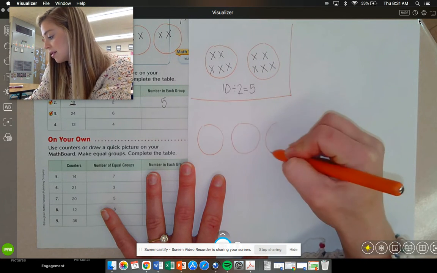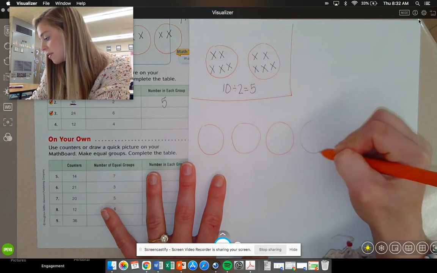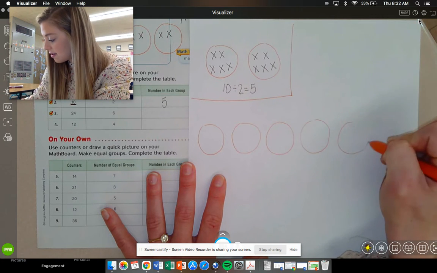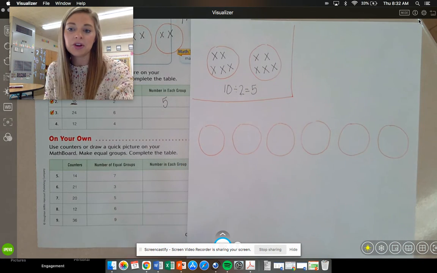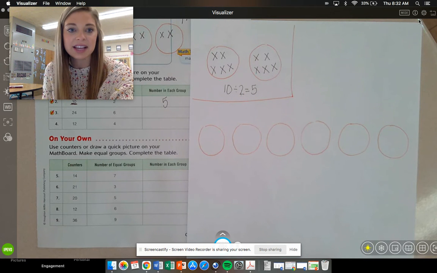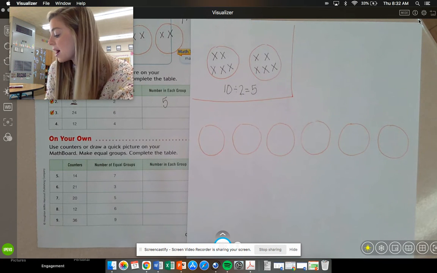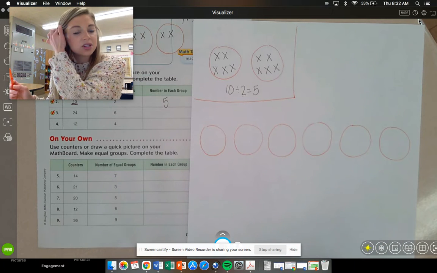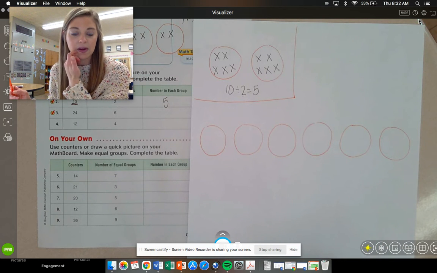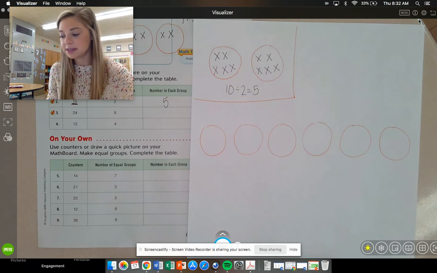2, 3, 4, 5, 6. And it's really important that your groups are pretty much the same size. They don't have to be perfect, but as you can see, these are about the same size, and your groups should be about the same size as well because they're equal groups.